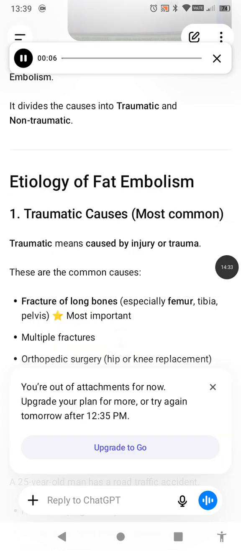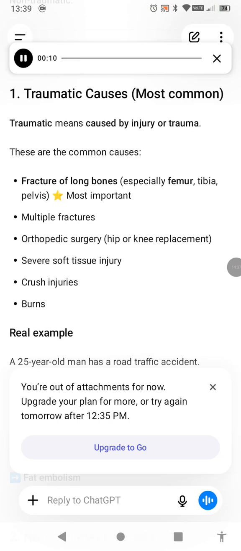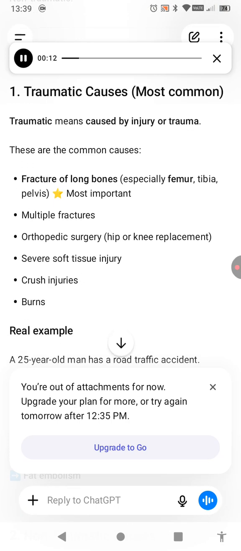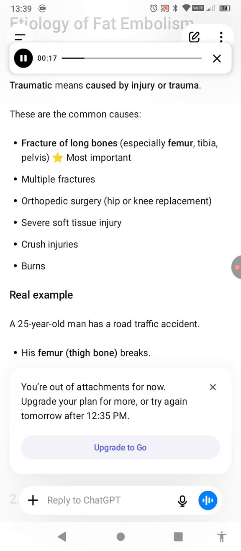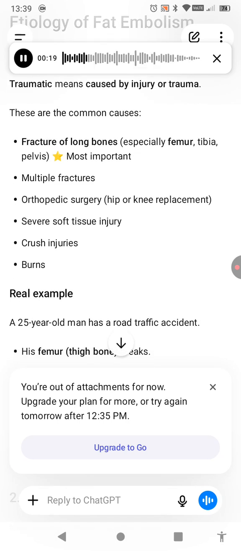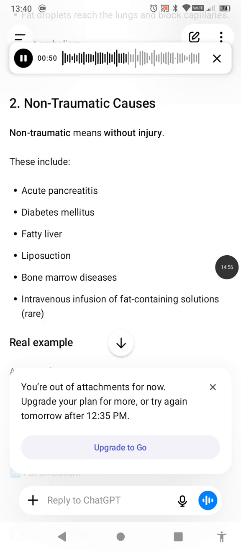Etiology of fat embolism: traumatic and non-traumatic. 1. Traumatic causes, most common. Traumatic means caused by injury or trauma. These are the common causes: fracture of long bones, especially femur, tibia, pelvis. Most important, multiple fractures, orthopedic surgery, hip or knee replacement, severe soft tissue injury, crush injuries, burns. Non-traumatic causes: fatty liver, liposuction, bone marrow diseases, intravenous infusion of fat-containing solutions, rare.